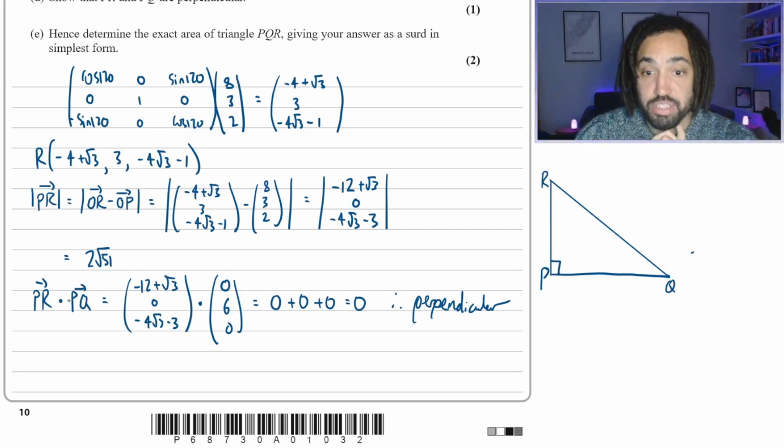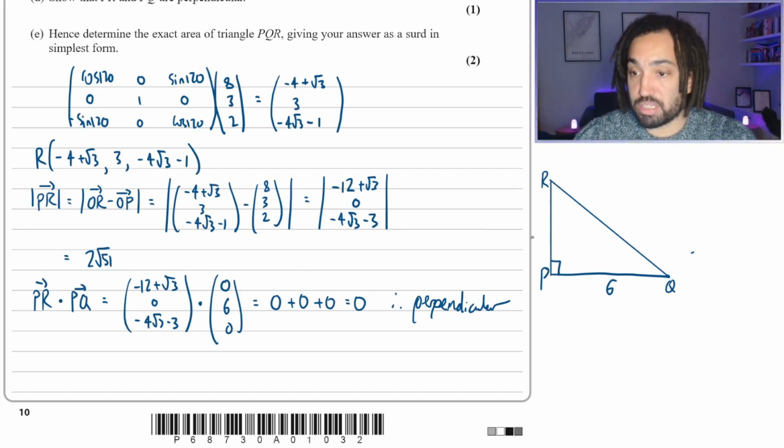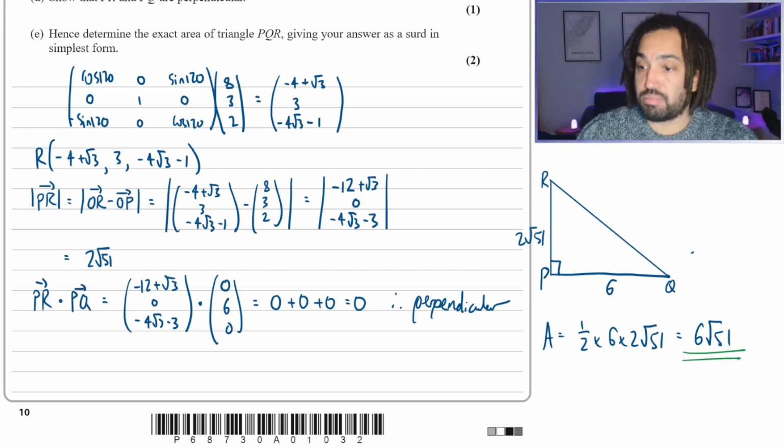I know that P to Q has a modulus of 6, because the components are 0, 6 and 0, so when I square them all and then square root, I'm going to get 6. And P to R, we know what the modulus of P to R is. We've already worked that out. It's 2 root 51. So we should be good to go. The area is just a half of the base times by the height, which is going to give me 6 root 51. Perfect.